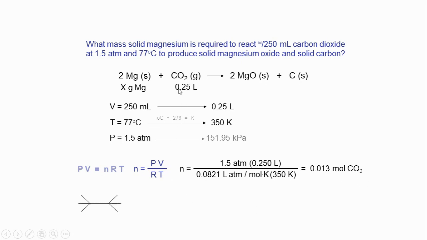Now we're trying to go from moles of CO2 to mass of magnesium. So we're starting at CO2, going to magnesium. We're starting at, remember, moles right here, and we're going to mass up here. So it should take 2 conversion steps, using the coefficients to go from moles of CO2 to moles of magnesium. And once we have that, moles of magnesium to mass of magnesium.